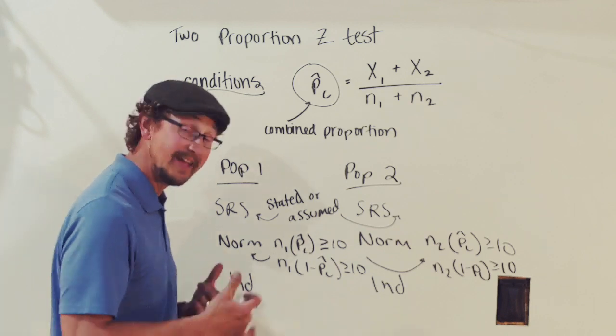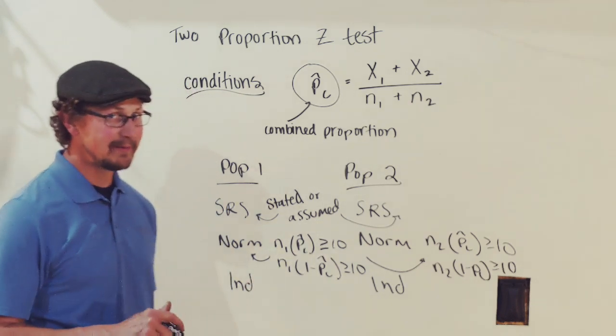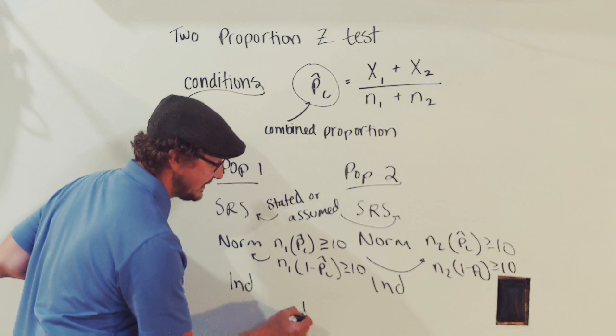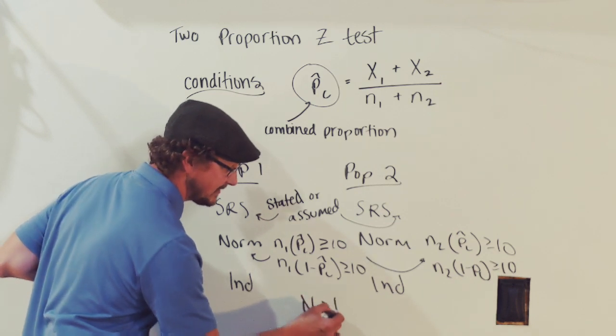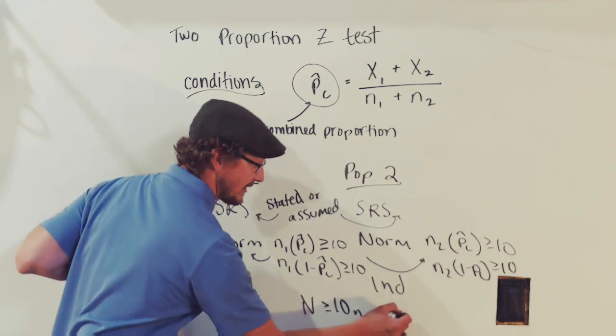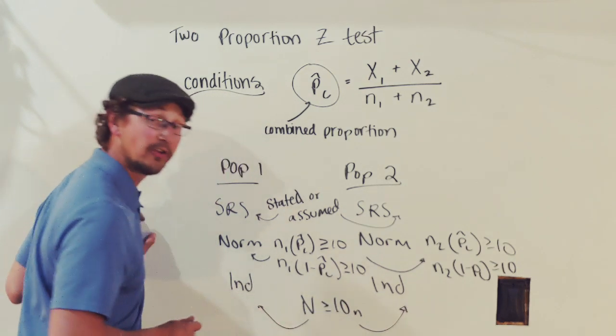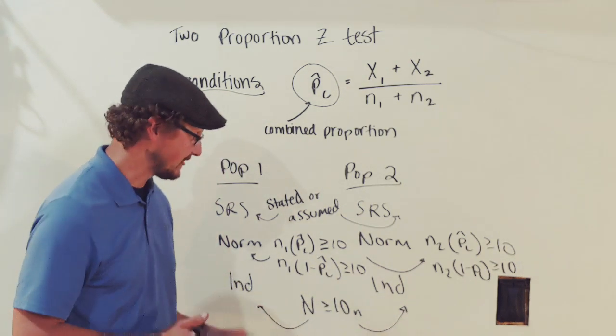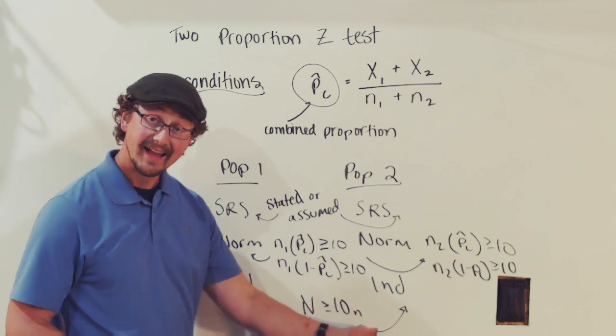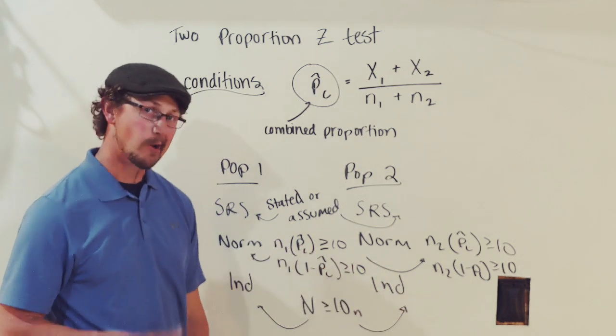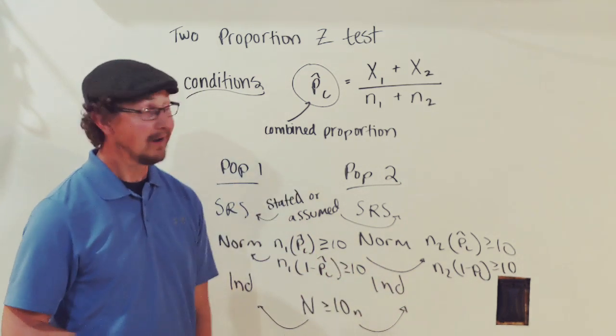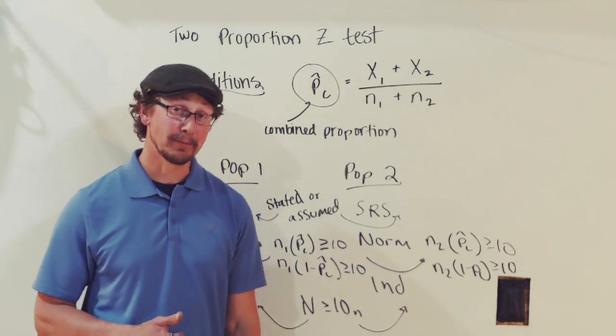I apologize. Independence is the exact same as independence always has been. It is our population has to be 10 times larger than our sample size. And again, we will show that that works for both sides. So this is n sub 1 over on this side, n sub 2 over on that side. All right, those are the conditions with our new friend, the combined proportion.